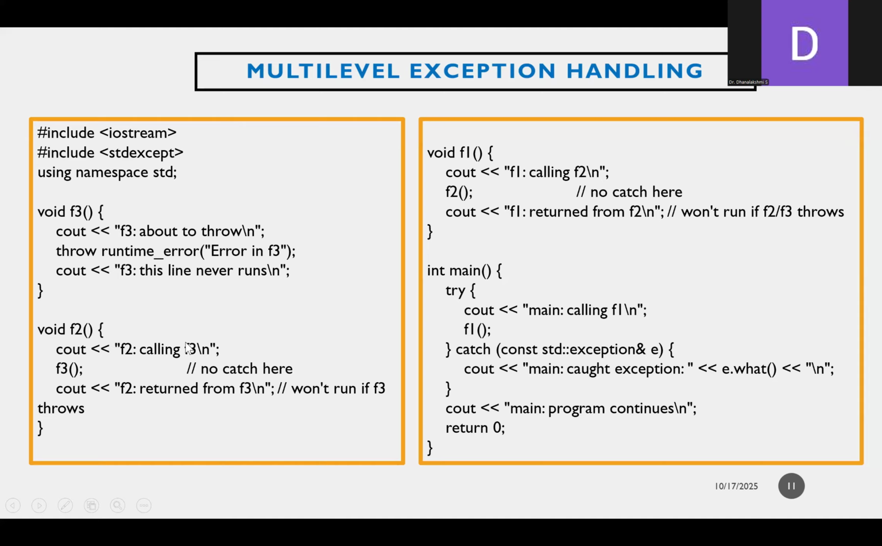Similarly, the same process happens here. F2 is called from F1. F2 executes and prints "F2 calling F3". Now we call F3 from F2, so it goes to F3. F3 executes and prints "F3 about to throw". Next, F3 throws an exception here.